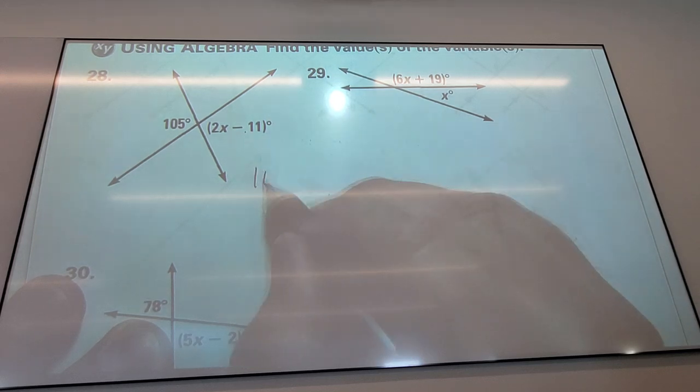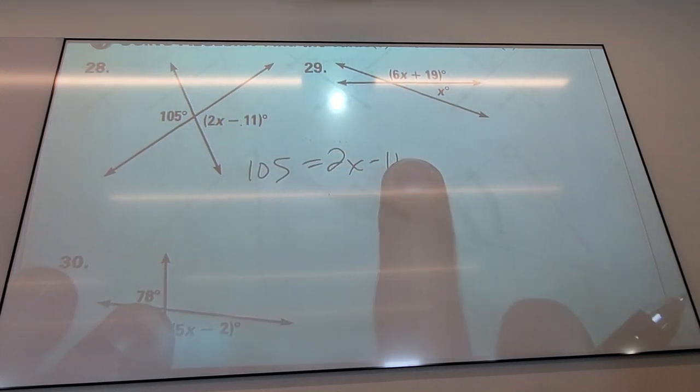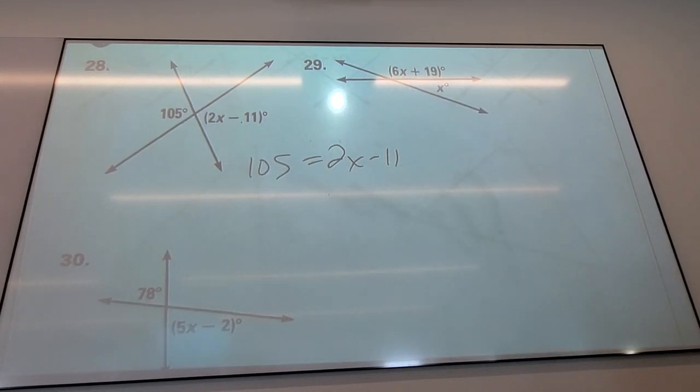Yeah, because they're vertical angles, so whatever they are, they must be equal. So you could at least write this down. And then some of us were like, oh, I don't remember. So here's the idea. Here's how I teach algebra.